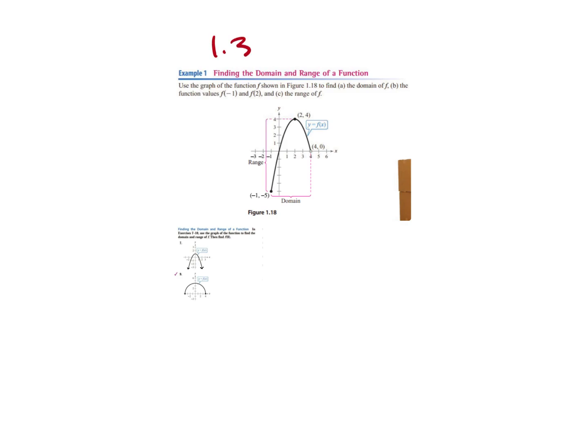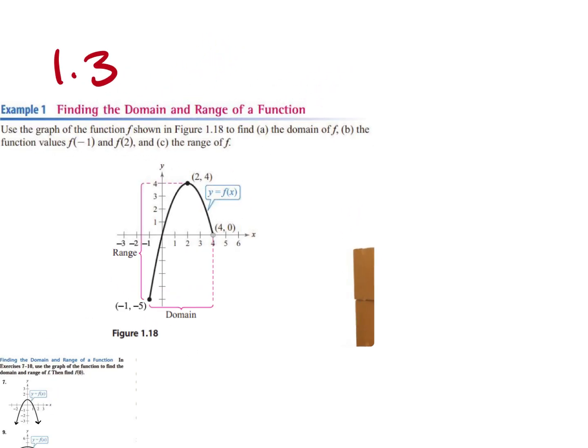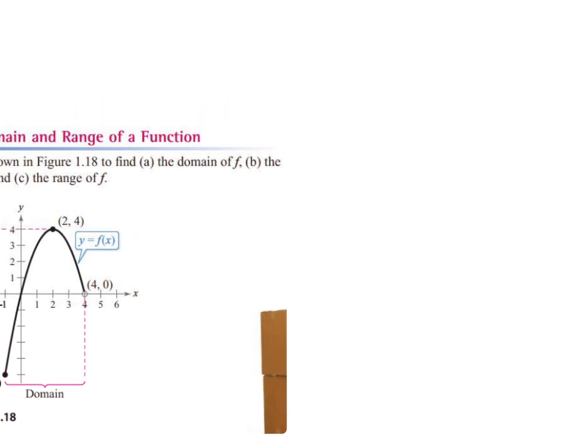So 1.3 starts with domain and range. It jumps right into the first example, but I'm going to talk about a couple things with domain and range before we start example 1. So domain talks about the x values of a function. So domain is the x values where our graph exists. So it's the x values that our graph has.